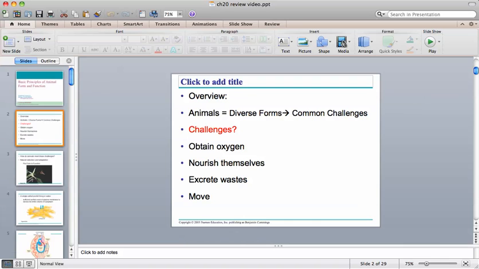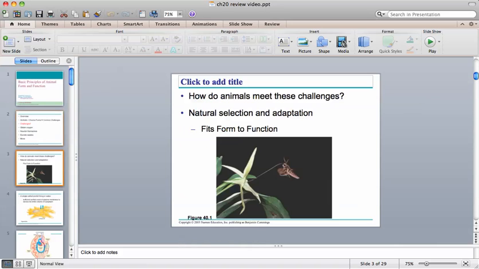They need to obtain oxygen, nourish themselves, obtain nutrition, which we'll talk a lot more about in coming chapters, and also excrete wastes with the digestive system, and also move around. So these are just some of the common challenges that animals face.